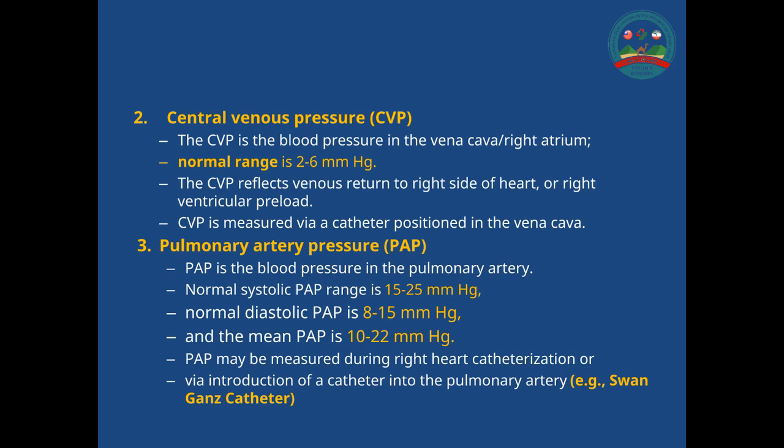Moving further along the circulation, we have pulmonary artery pressure, PAP. PAP reflects the pressure inside the pulmonary artery. Typical values are systolic 15 to 25 millimeters of mercury, diastolic 8 to 15 millimeters of mercury, mean 10 to 22 millimeters of mercury. PAP can be measured during right heart catheterization or by using a pulmonary artery catheter such as a Swan-Ganz catheter. These measurements give us valuable insight into right heart function and pulmonary circulation.